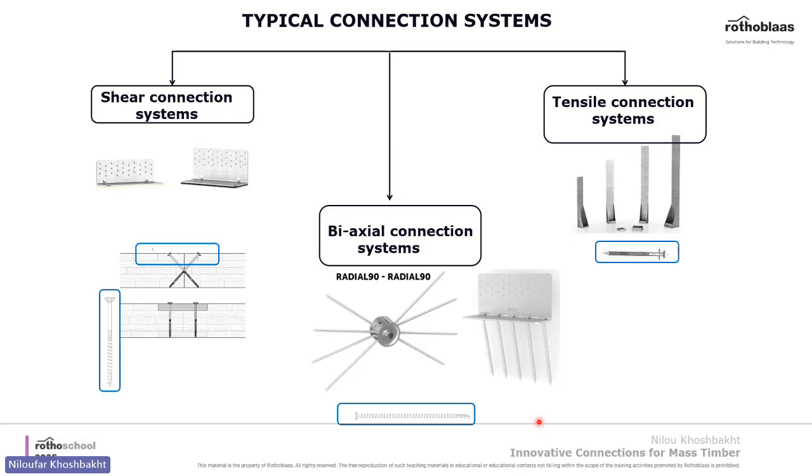All right, so the typical connection systems are divided into 3 categories. First are shear connection systems. They are critical for transferring load between timber elements like walls and floors. And they are majorly used for, for example, here, as you see, it could be a bracket system. You can also use screws for resisting shear loads in a CLT structure.